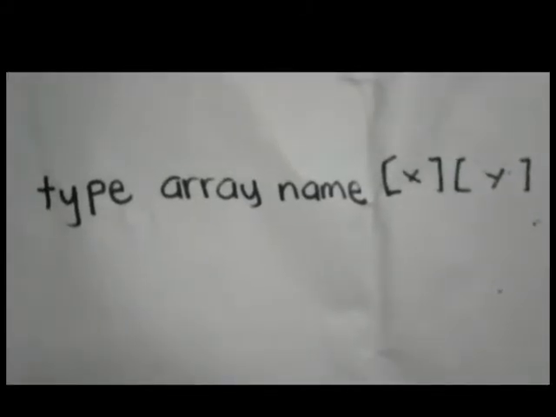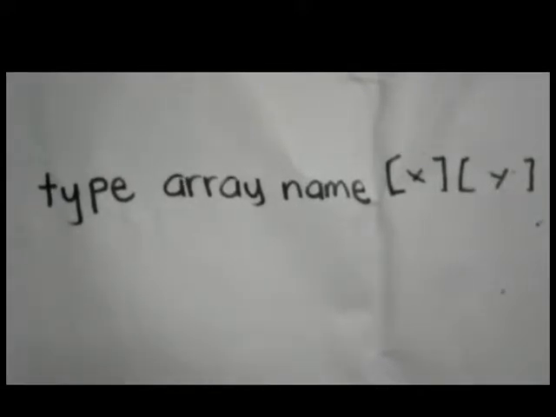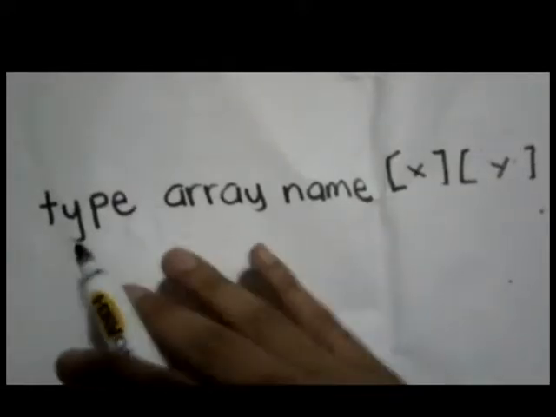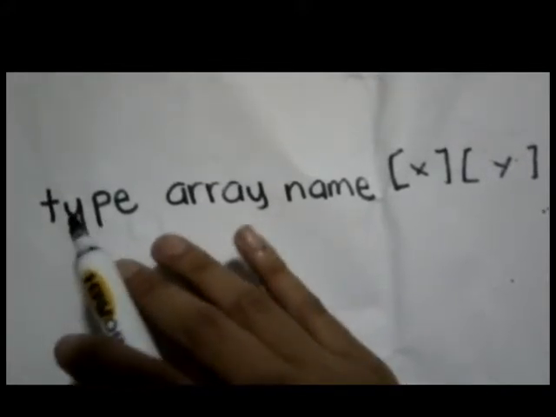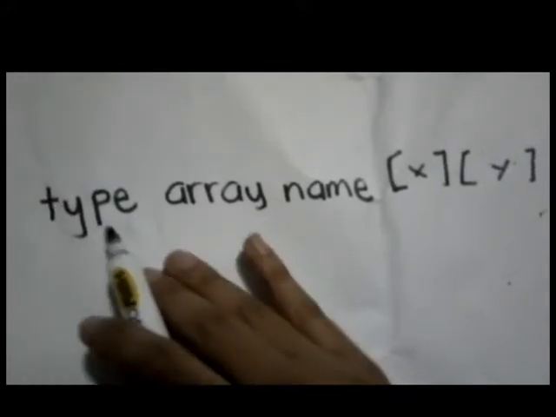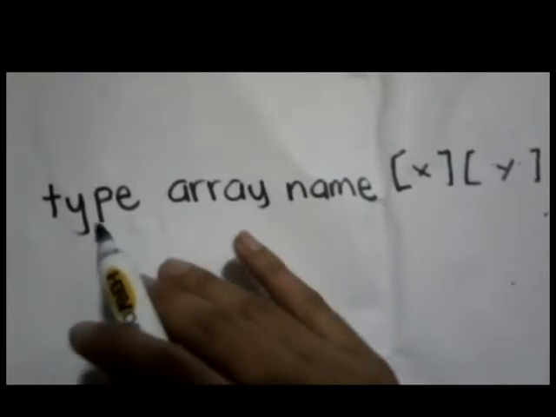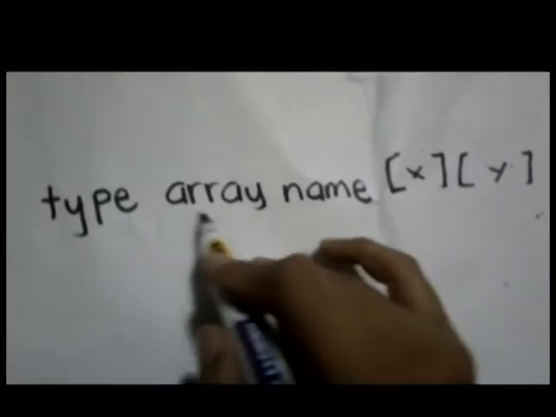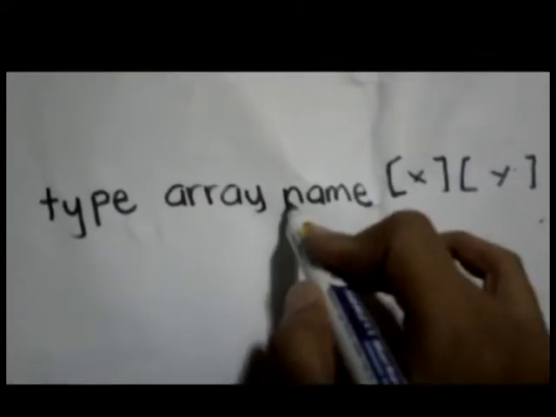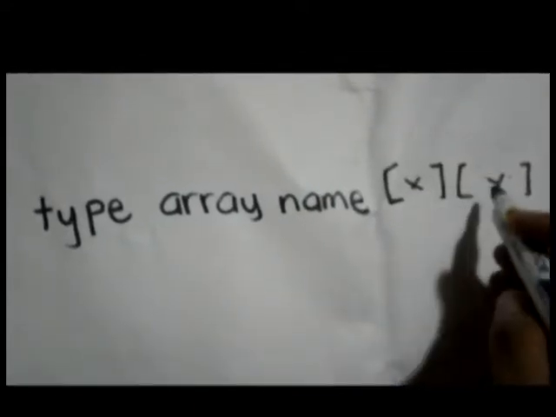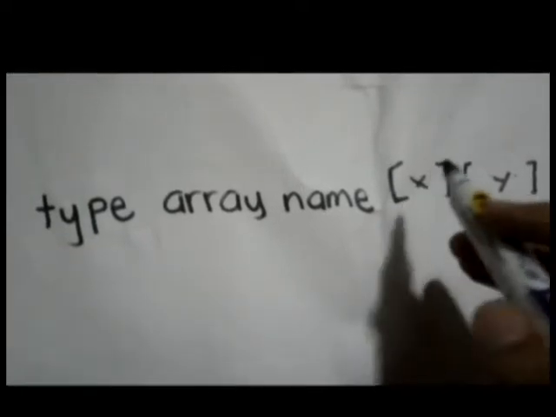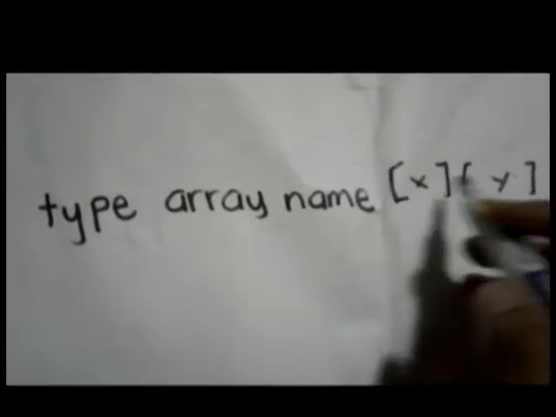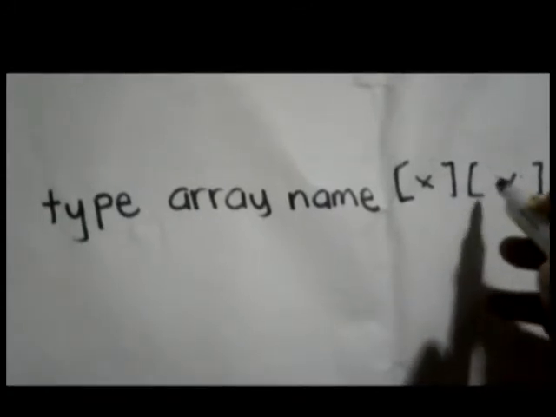Now let's go for declaration of a 2-dimensional array. It starts with a type. Type can be a string, an int, float, or double. Array name here, this is the variable that we will use in your array. And the next is the x and y. This x can be considered as the row and y is the column, and I will explain it later.